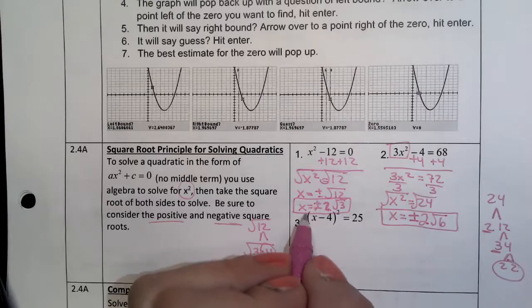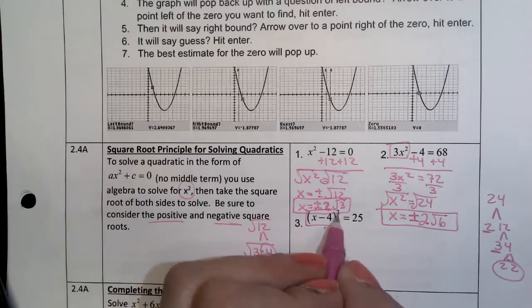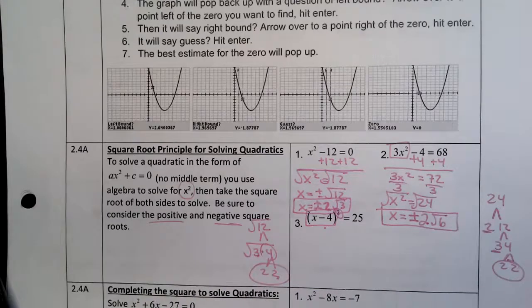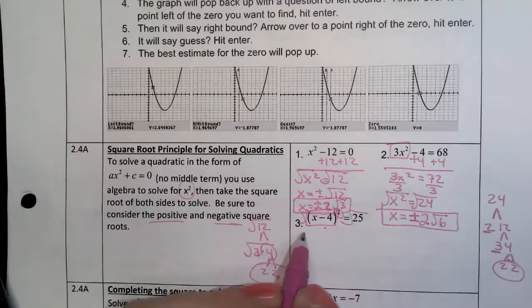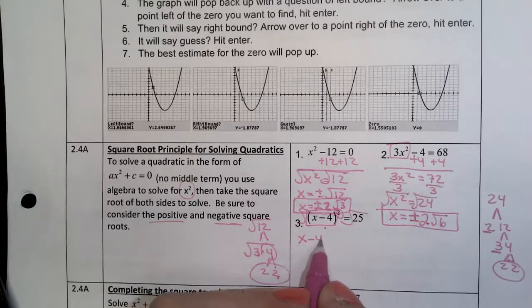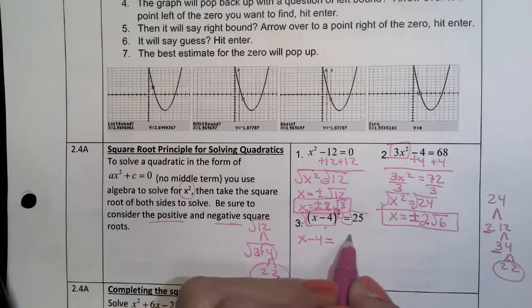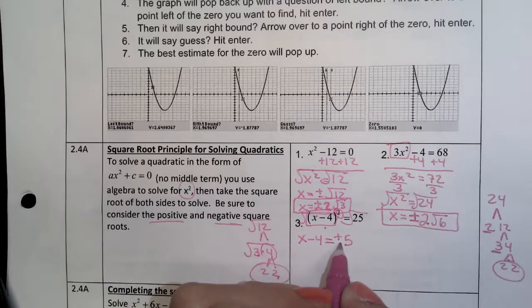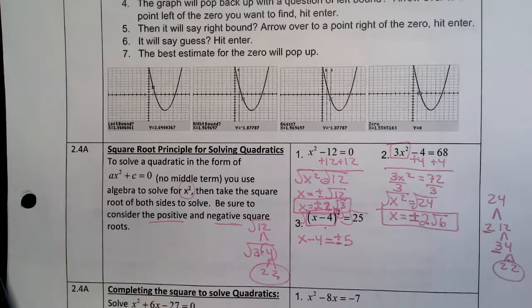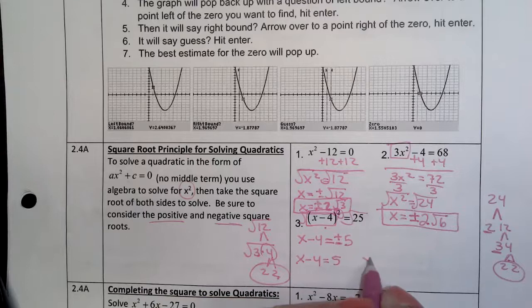Hey, remember that I can't do anything inside the parentheses until I get rid of whatever's outside the parentheses. So I'm going to have to square root both sides first. So I get x minus 4 equals the square root of 25, which is 5. But don't forget that plus and minus. So now x minus 4 equals positive 5, or x minus 4 equals negative 5.